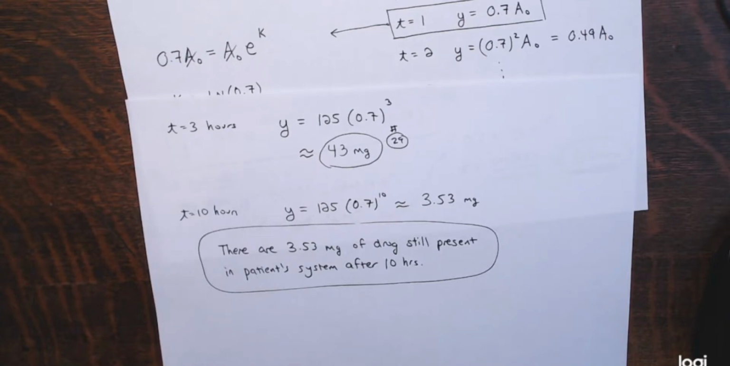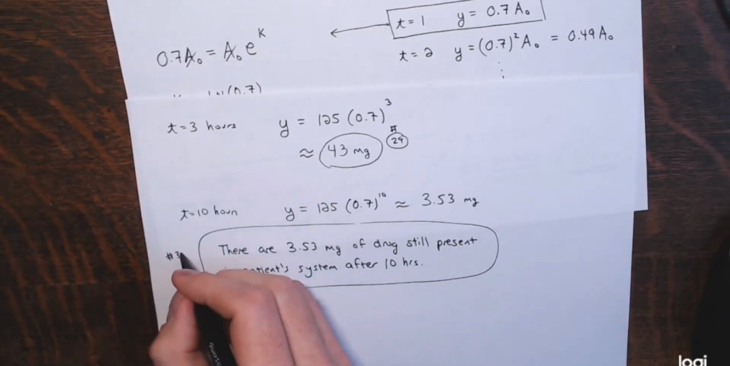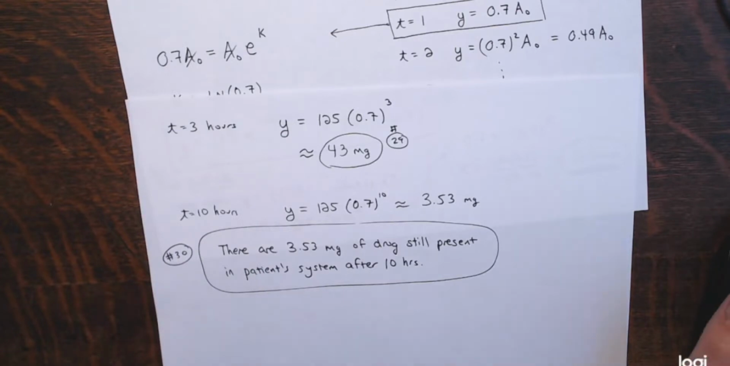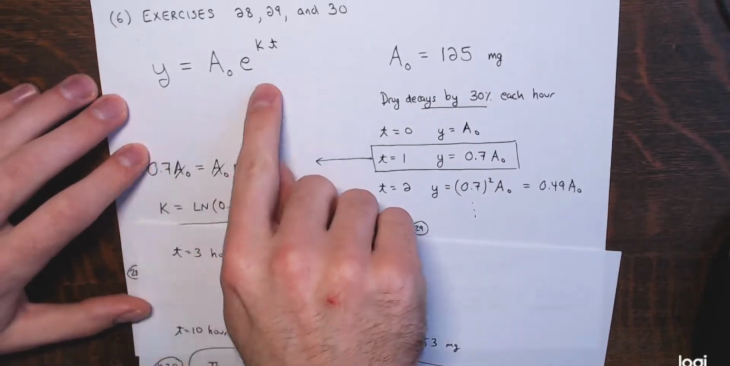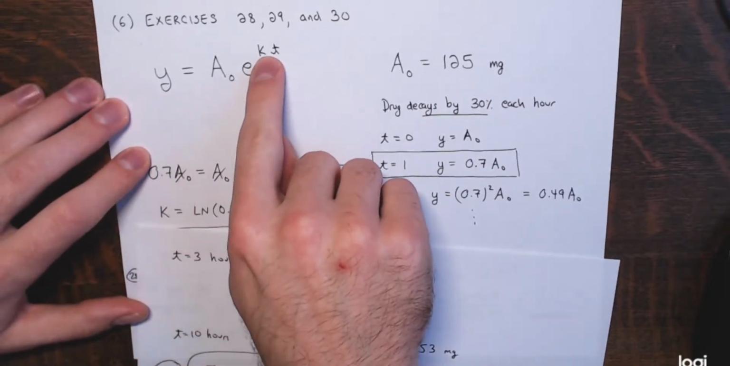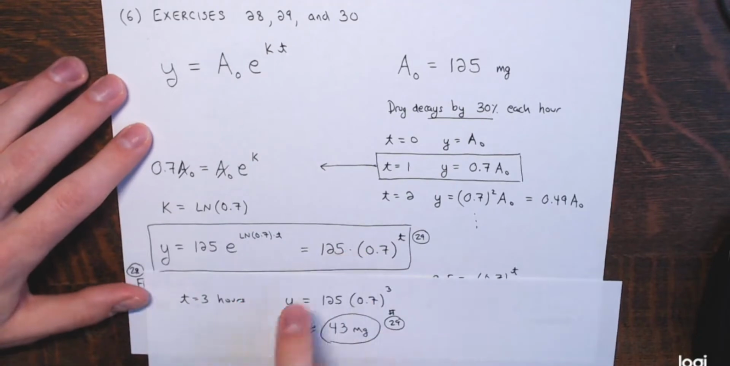So here's the answer to number 30. Wonderful. Pretty simple stuff once you have the model down. Once you've established the model, you know A0, you know k, and you can rewrite it if you want. Once you have the model completed, you should be able to answer any other question pretty easily.